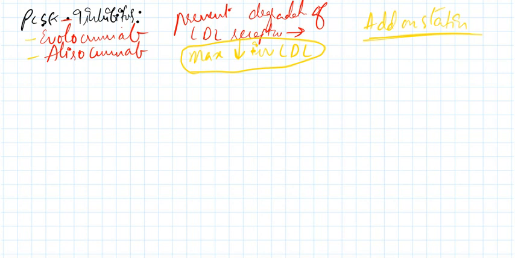Inclisiran. How does inclisiran act? And I think inclisiran might come as an MCQ this year. Inclisiran acts like this: you have an siRNA, right?